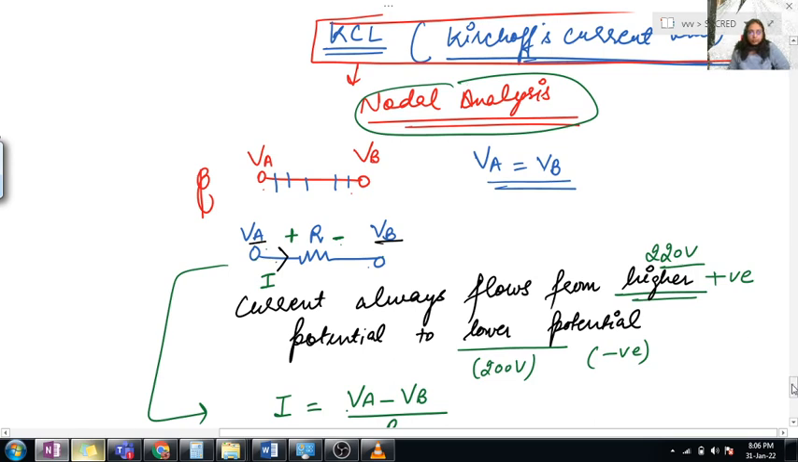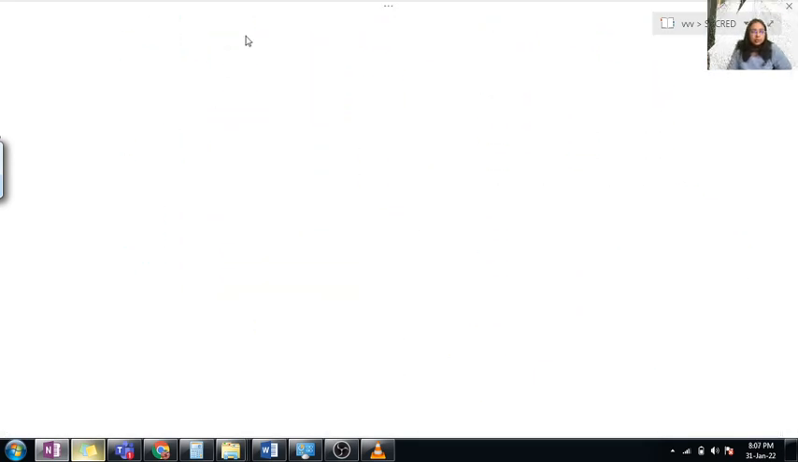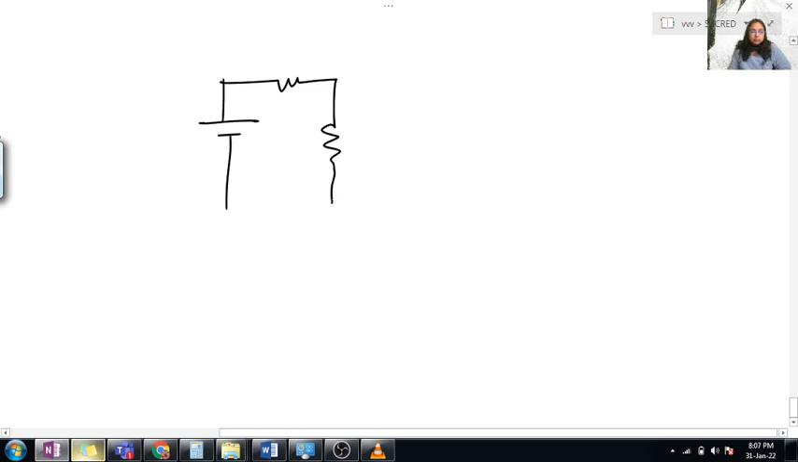Now we'll discuss the questions related to Kirchhoff's current law. I'm drawing one diagram. Draw this side by side.